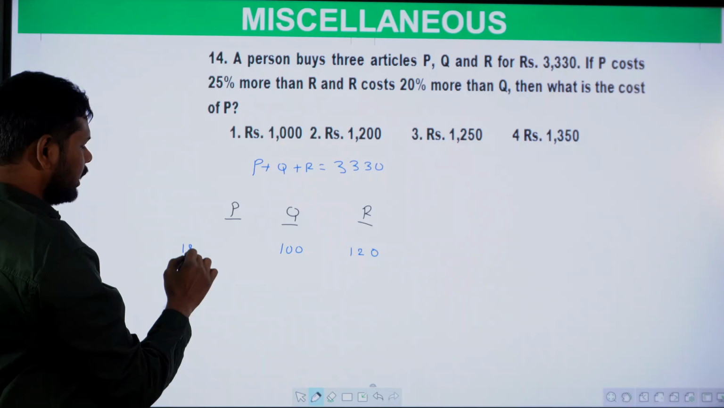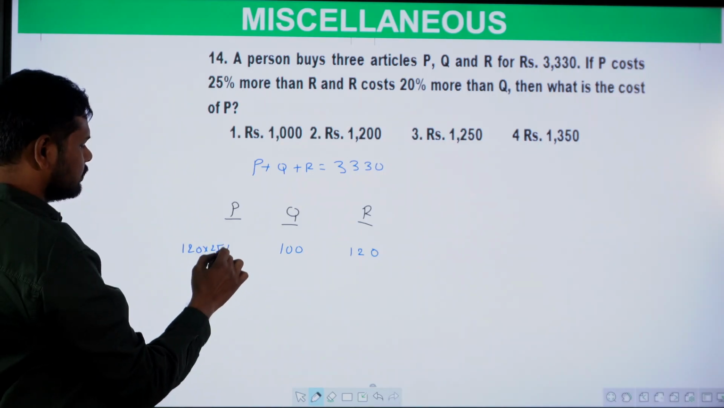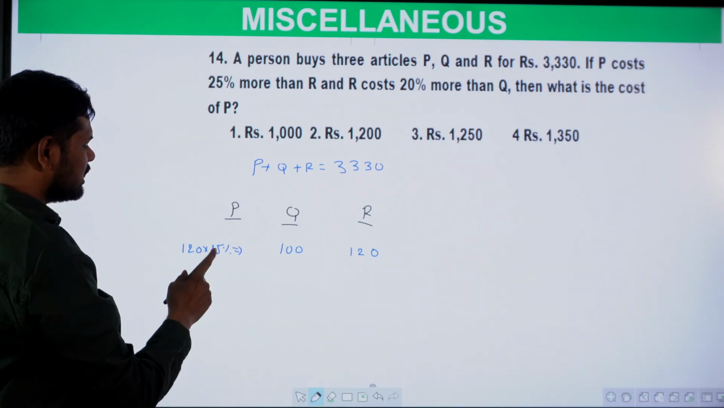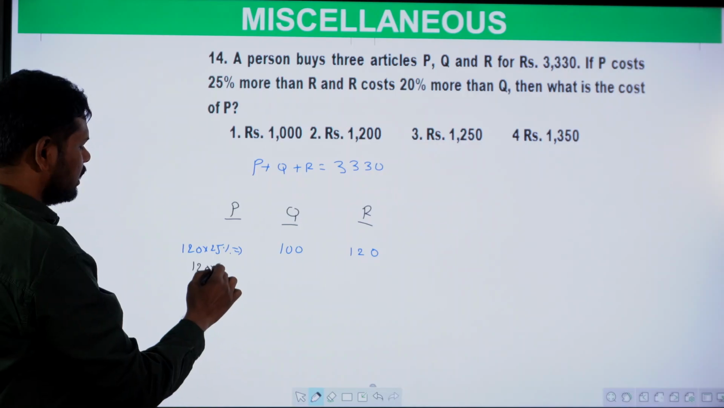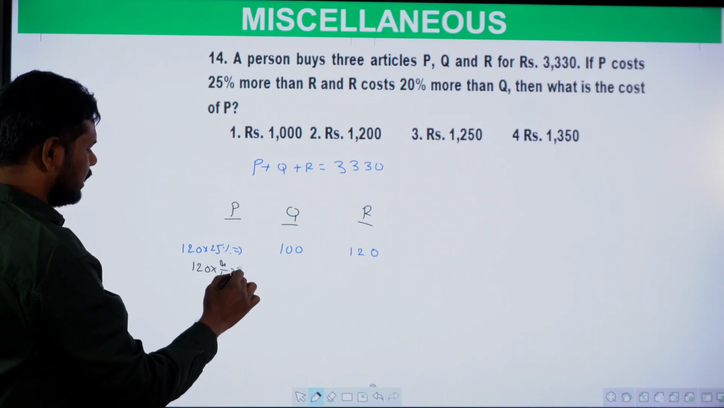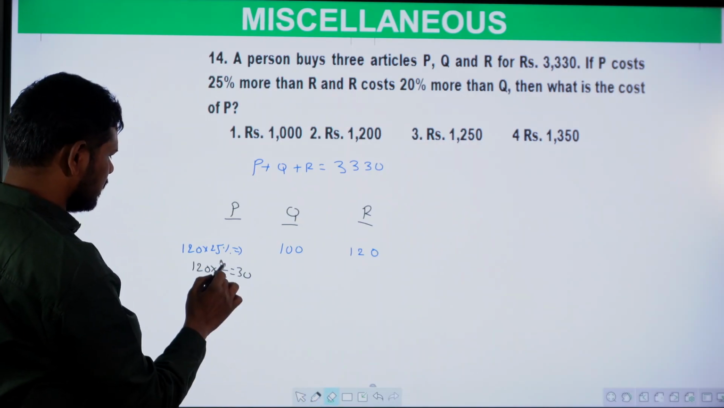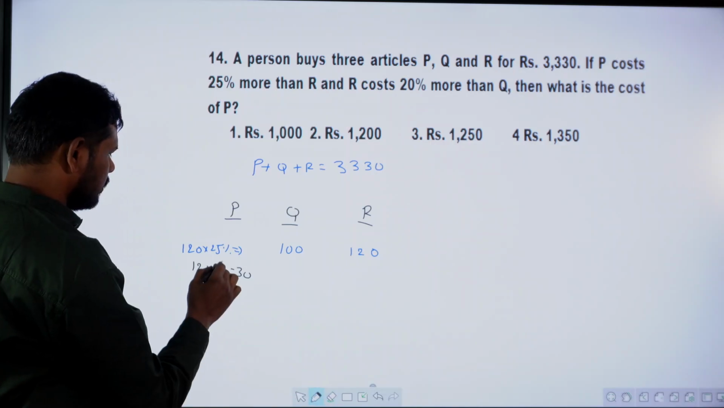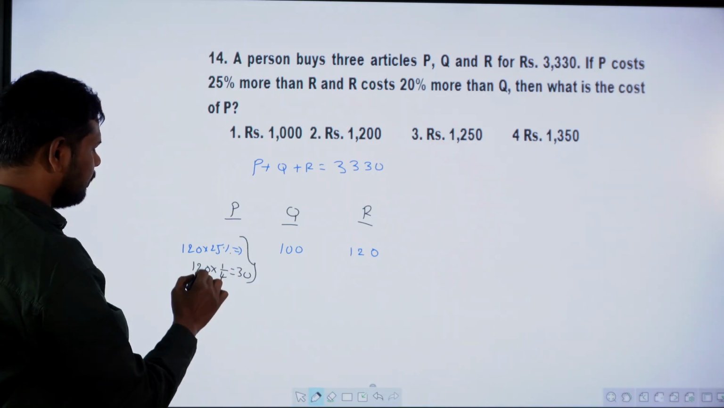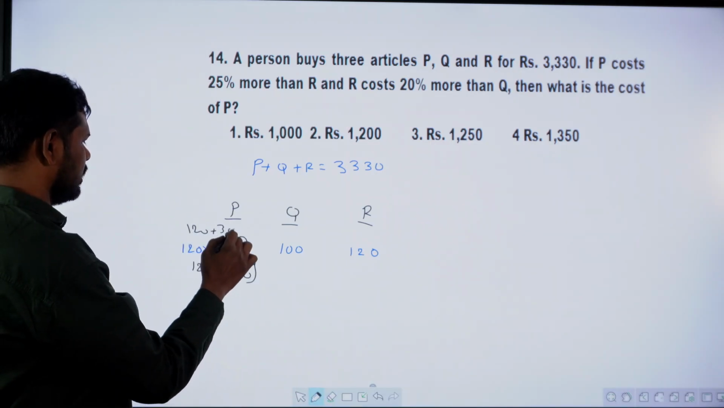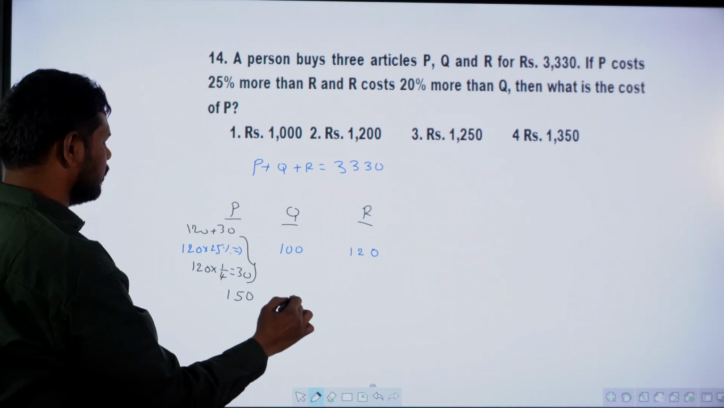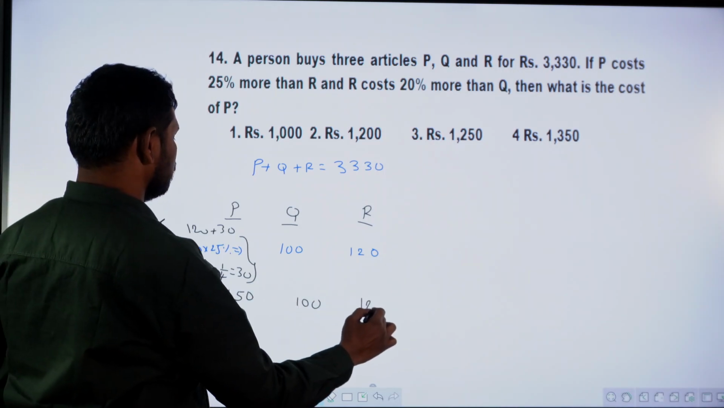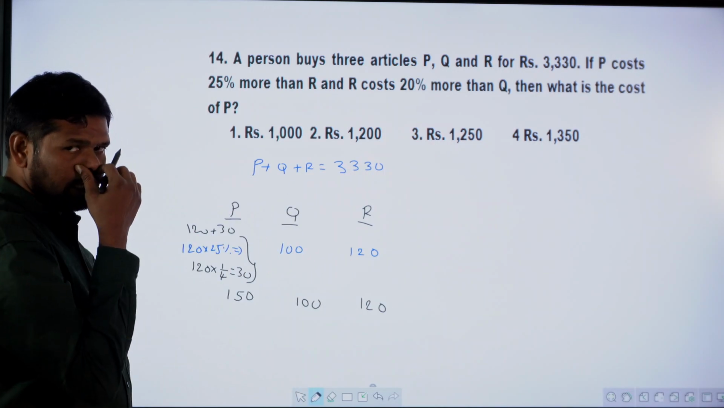So 120 into 25% means, 25% is nothing but 1 by 4, so the value is 30. 120 plus 30 means the P value is 150, Q value 100, R value 120. This is actually given in percentages.